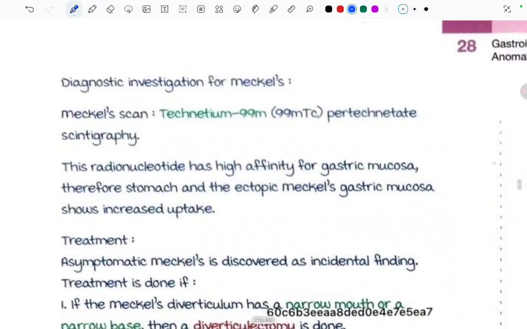Now the diagnostic investigation for the Meckel's, that also we just read. This radionucleotide has high affinity for the gastric mucosa, therefore the stomach and the ectopic Meckel's gastric mucosa show increased uptake. Fine, because this has high affinity for the gastric mucosa, and we saw there was ectopic gastric mucosa present. So because of that, this radionucleotide picks that up, and it shows increased uptake.